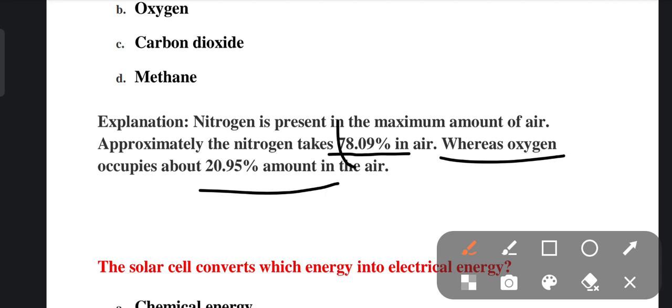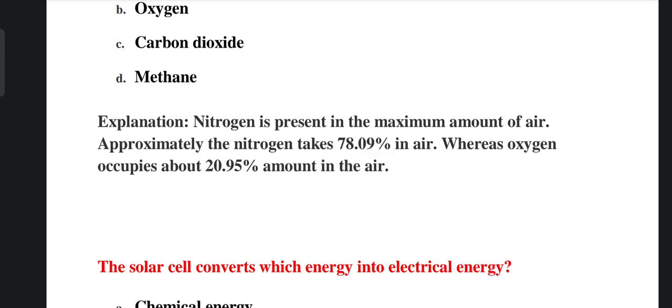So nitrogen is the higher amount of the gas in the air. Oxygen is the lesser amount in the air. Why? Because of the pollution. Due to the pollution only, this gas is increasing more. Due to this reason only, the ozone layer also becomes very weakened.